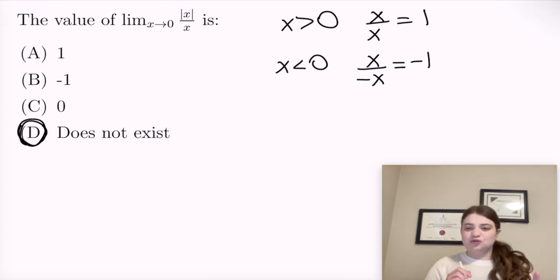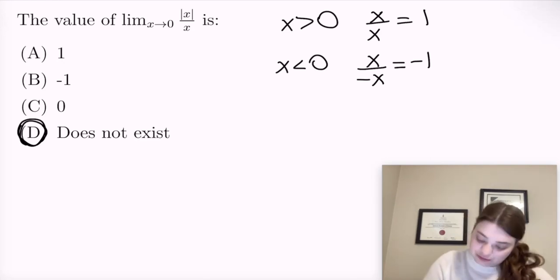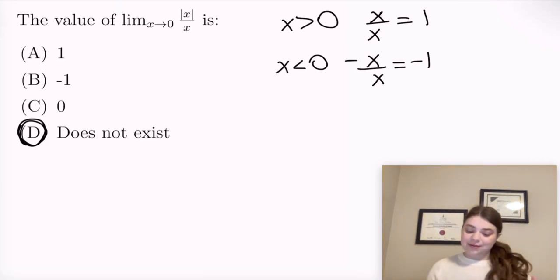Or actually, I shouldn't technically be saying it's negative x, because x is going to be something less than 0. I should technically be putting the minus up here, because when I take the absolute value, the sign does switch. But whichever way we look at it, we're going to end up with negative 1 there. And so if we're approaching from the right, we're approaching 1, and if we're approaching from the left, we're approaching negative 1.